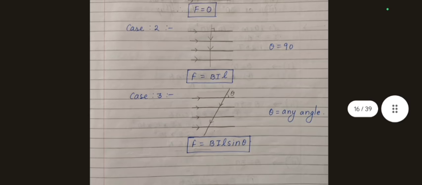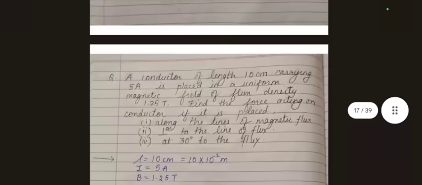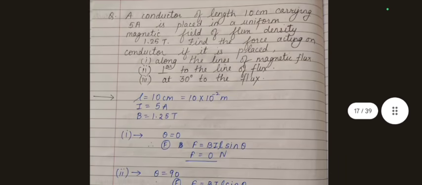Then case 3, at an angle, so the formula will be the same, just substitute the angle. So F is equal to BIL sin theta. This is for the conductor when it is inclined at an angle. Now just remember this, and here is the question. Very simple question, and yes, it is a PYQ.